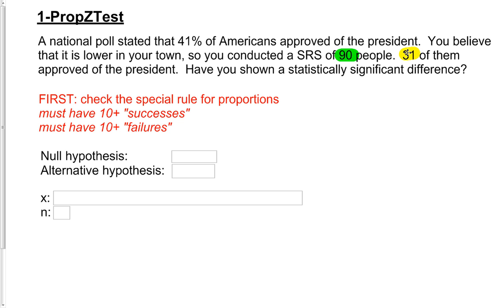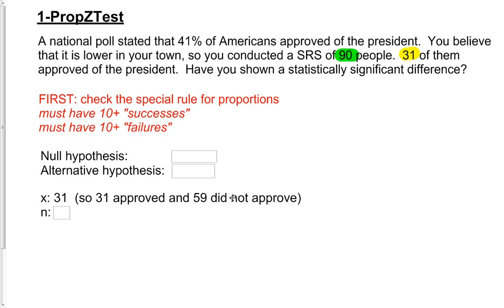Is this value here, which is x, is that going to be at least 10? Yes. Now, is the number of people left to get up to 90, the total, is that large enough? In this case, it's 59, so that's plenty more than 10, so we don't have anything to worry about in this particular problem, but that's always something to watch for. So we passed that first check.